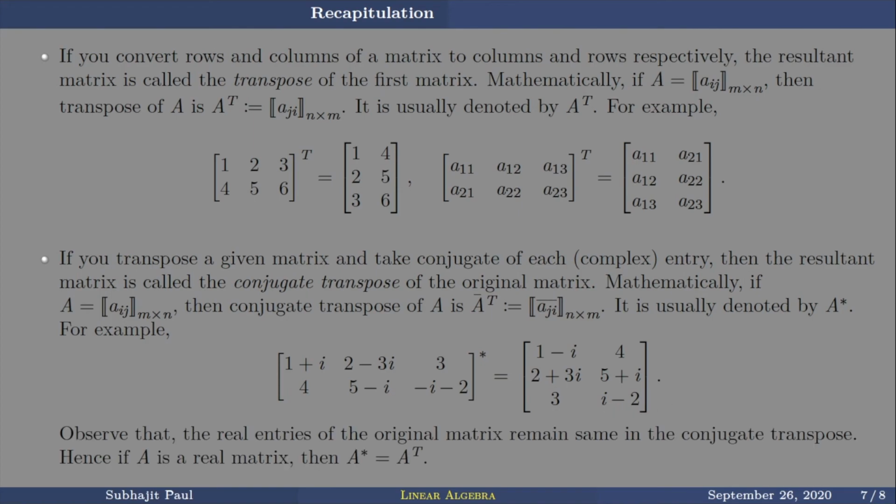Now realize one thing, that the real number entries 3 and 4 of the original matrix remain the same in the conjugate transpose. The real entries do not change if you take their conjugate. Hence, if A is a real matrix, then A star becomes A transpose only, because there is no effect of the conjugation operation. You only end up with the transpose and nothing else.